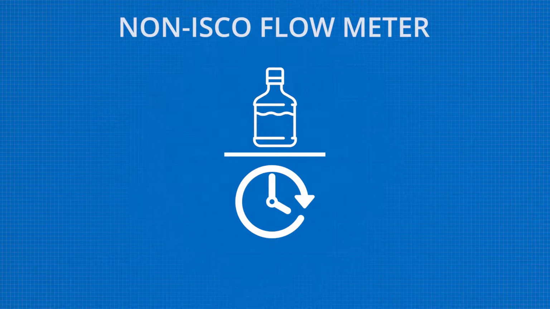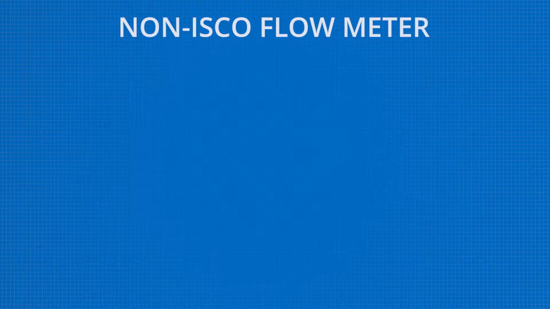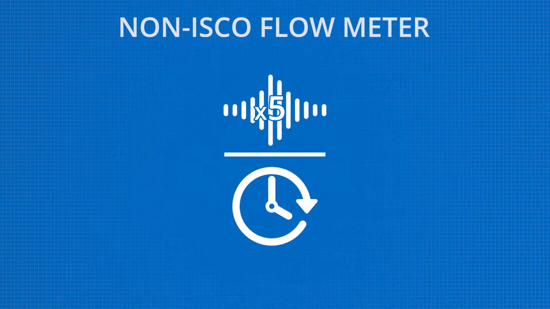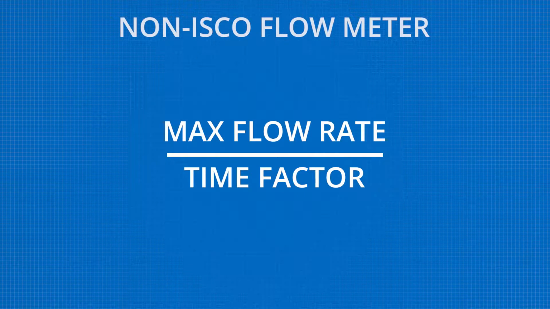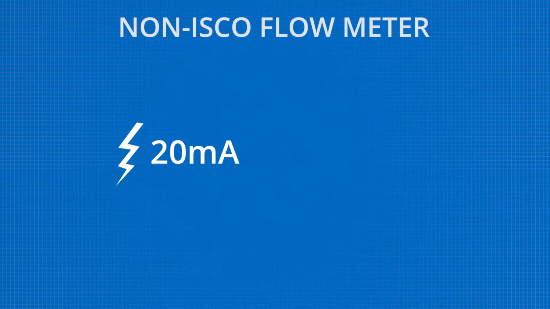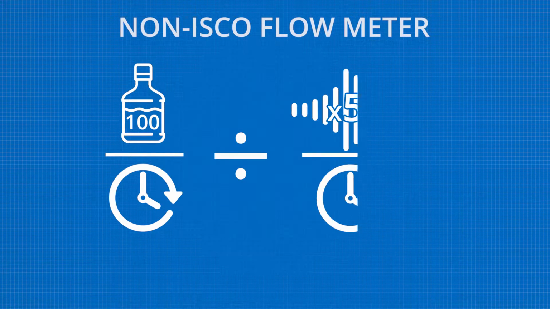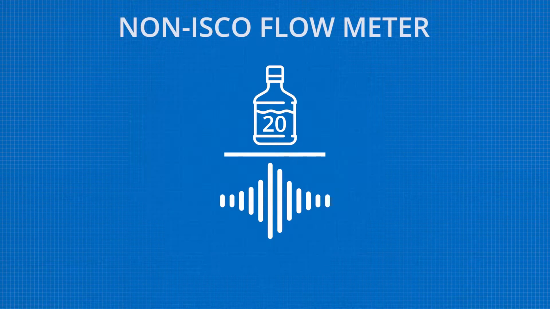Using gallons per minute as an example, at full scale or 20 milliamps, the sampler will generate 5 pulses per minute. You then divide the maximum flow rate by that time factor to find out the volume represented by a single pulse. For example, if full scale or 20 milliamps equals 100 gallons per minute, you divide that by 5 pulses per minute and get 20 gallons per pulse.